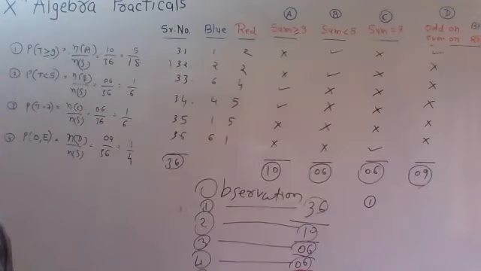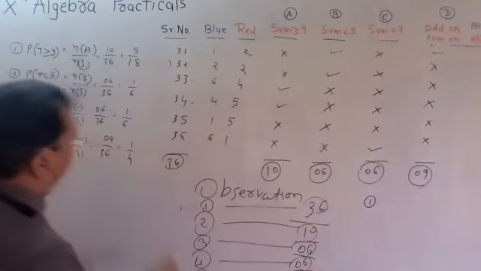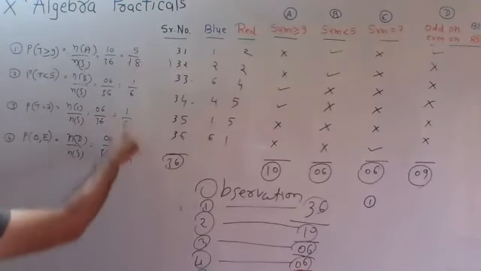Complete this and tell me when you have finished. 1 2 3 4 5. That is your 5 readings in observation. And in calculation 1 2 3 4. These are the final probability.